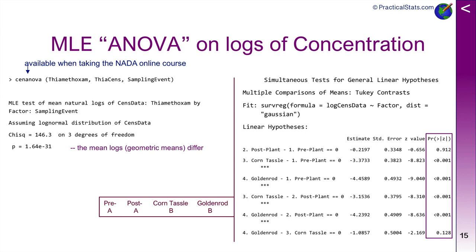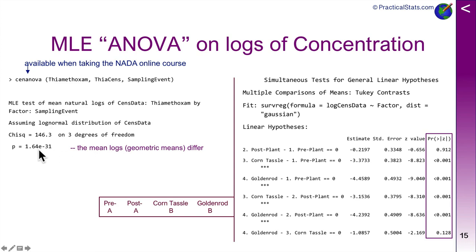So the sen ANOVA procedure, if you look at the output there, it says that the MLE test of the mean of the natural logs of the data, and the SENS data here is thiomethoxam, is split by the factor, which is sampling event. It assumes a log normal. In this case, you can change the command and say log equals false, I believe it is, or something like that, and you do it on the original data. Here's the chi-squared statistic, 146.3. That's a really big chi-squared statistic, and the p-value is extremely small, 10 to the minus 31.